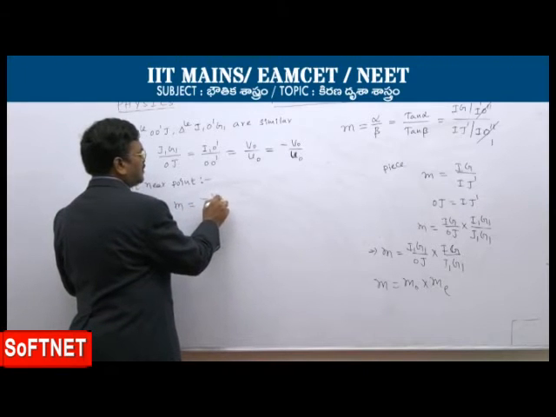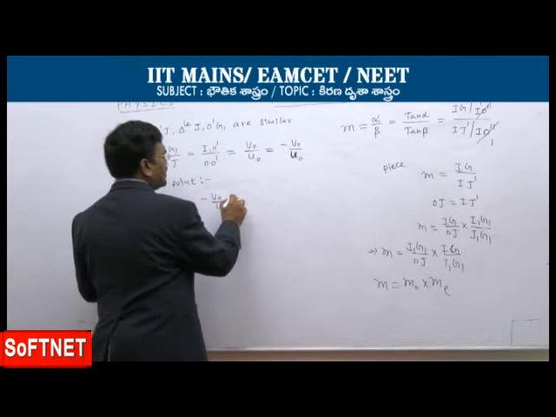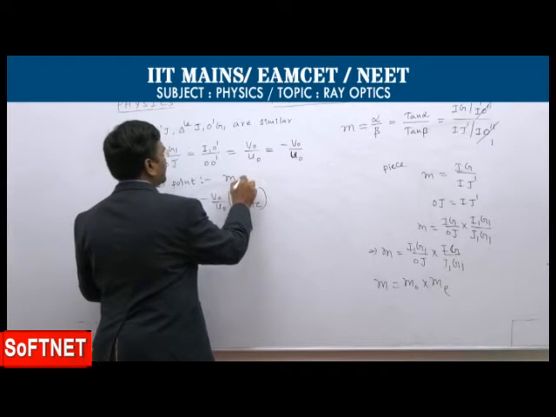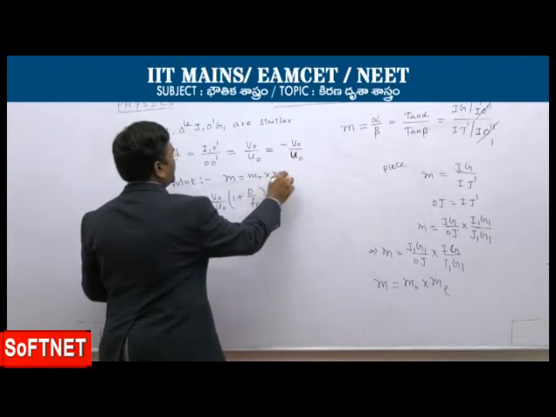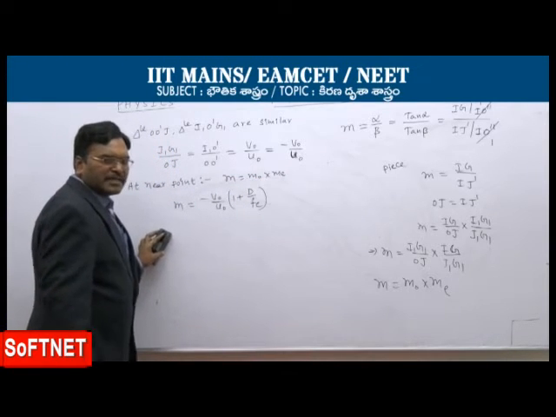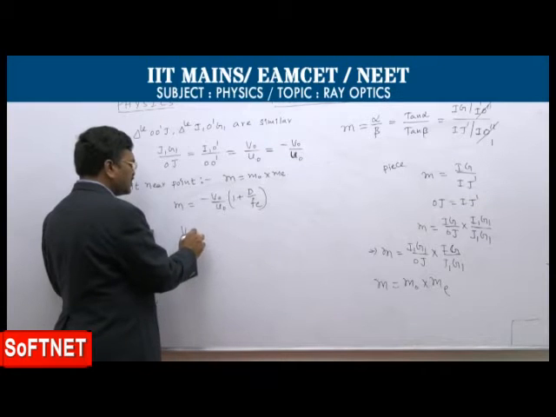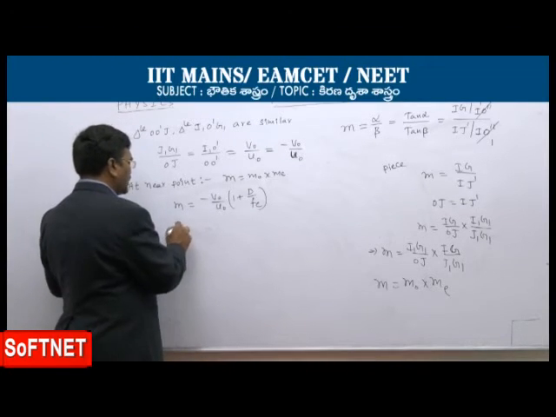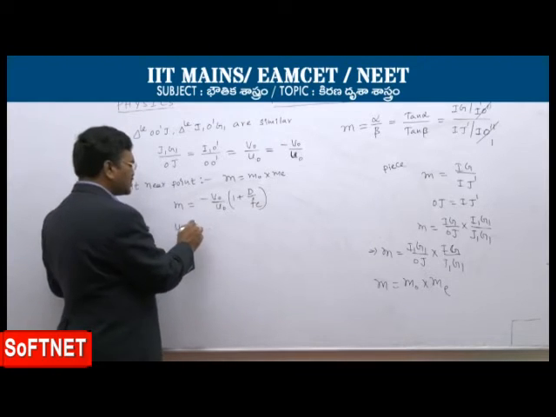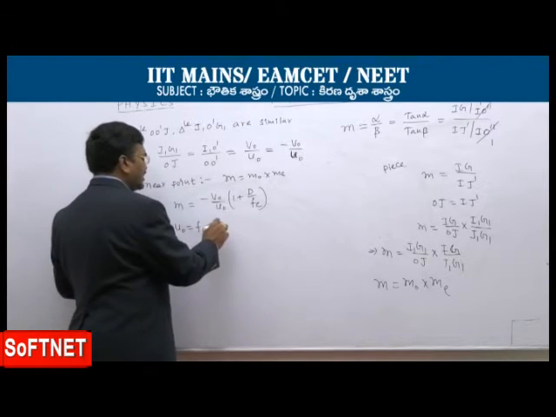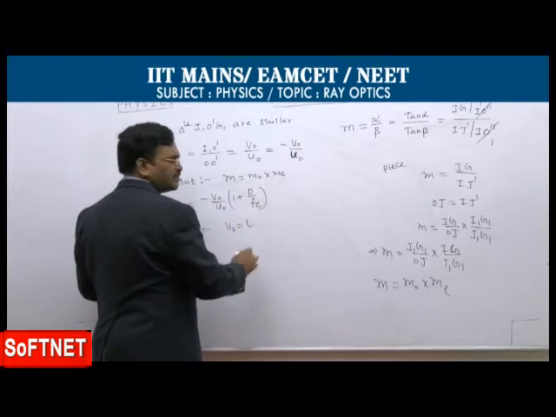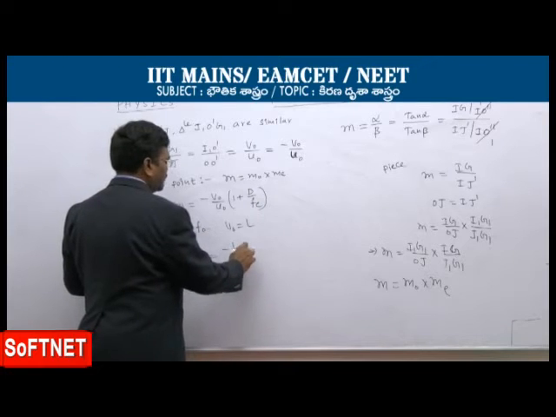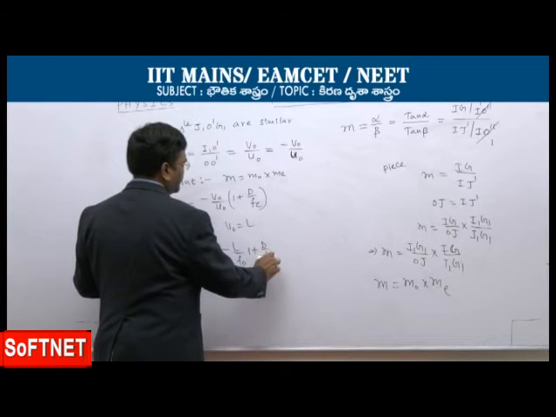Minus V naught by U naught for M naught, and Me is 1 plus D by Fe. What is the formula for M? M naught into Me. Suppose the object is placed near the principal focus, then U naught becomes F naught and V naught becomes L. So at that time M becomes minus L by F naught into 1 plus D by Fe.